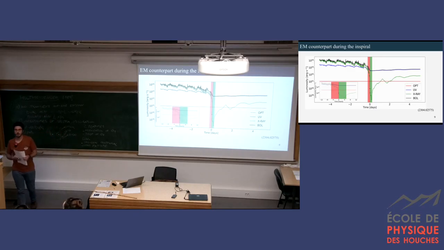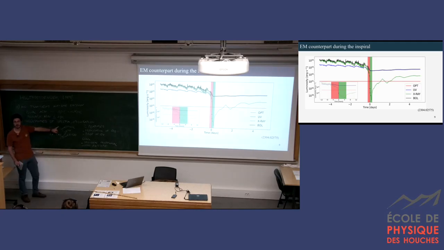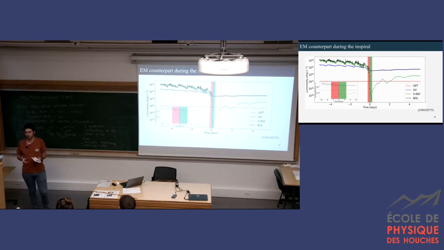Why don't we see any change in the optical luminosity in this plot? Because the optical comes from the circumbinary disk, and that is not affected by the merger. Okay. And BOL stands for what? Bolometric. So bolometric luminosity is the luminosity that you produce if you integrate across all the electromagnetic spectrum. It's a measure in astrophysics of the total luminosity that is produced.